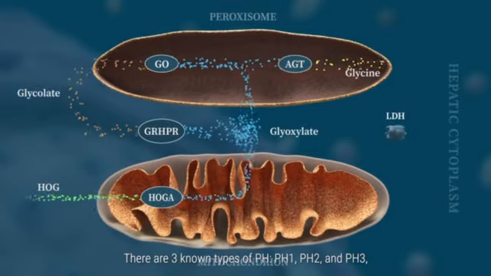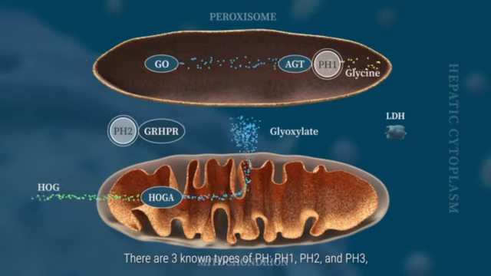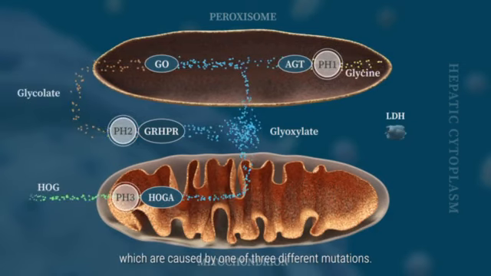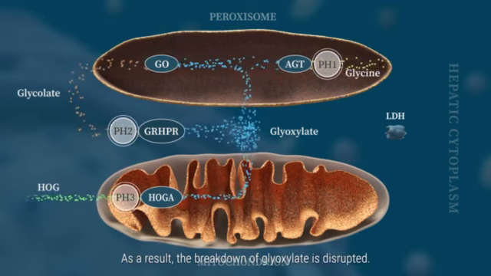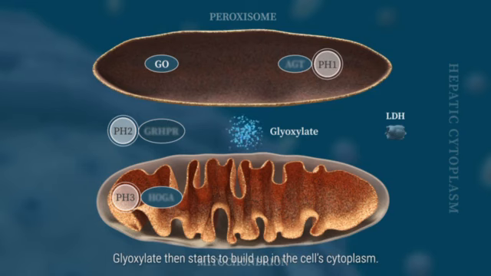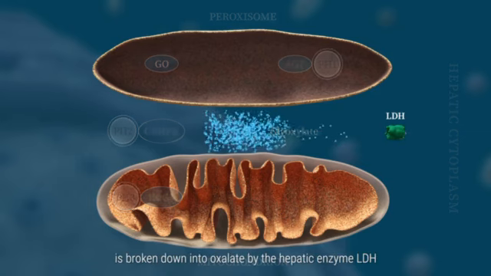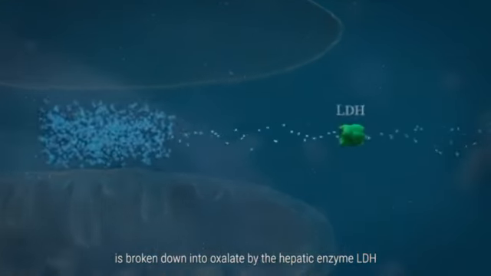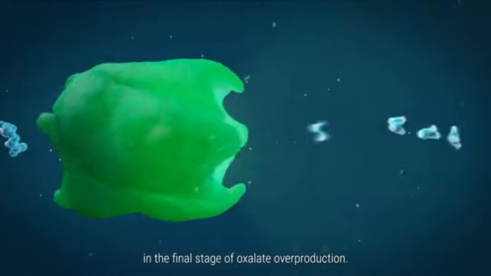There are 3 known types of PH: PH1, PH2, and PH3, which are caused by one of 3 different mutations. As a result, the breakdown of glyoxalate is disrupted. Glyoxalate then starts to build up in the cell's cytoplasm. Regardless of the PH type, excess glyoxalate is broken down into oxalate by the hepatic enzyme LDH in the final stage of oxalate overproduction.